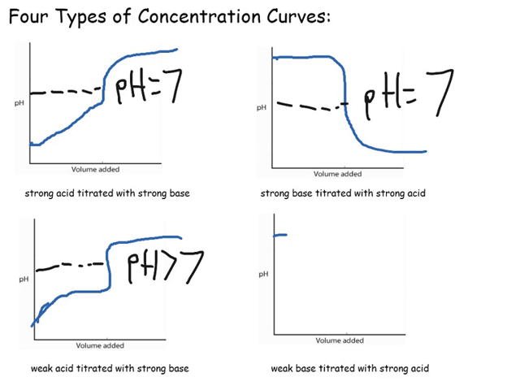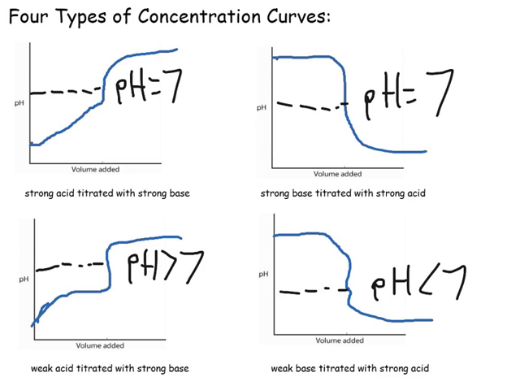So once again, you're going to have a buffer region. And then it's going to go down a lot after you pass the buffer region. And it's going to do that. And this time around, the pH is going to be less than 7 at the equivalence point because it's a weak base versus a strong acid. So the solution is going to be more acidic, hence the lower pH.